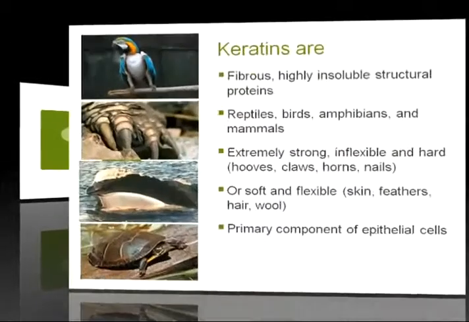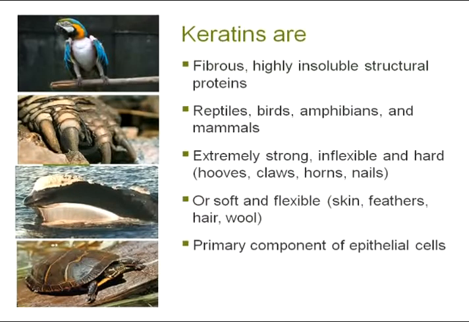Humans are not the only ones who use keratins extensively. They are also found in other mammals, in reptiles or birds and amphibians. And they can form extremely strong structures such as the hoofs, the nails, the claws. And in other species they are very soft, for example the wool of sheep or the feathers on birds. They are all produced by keratins.